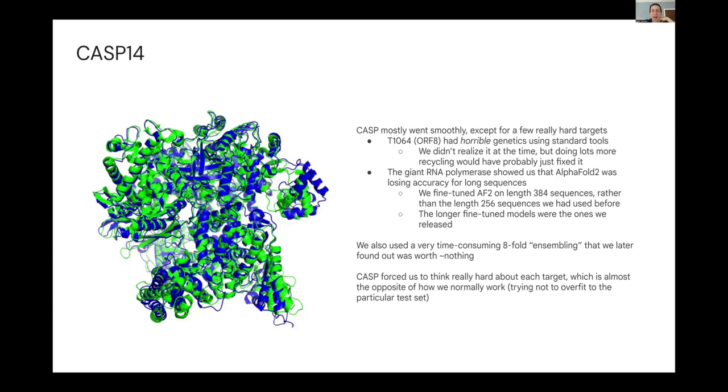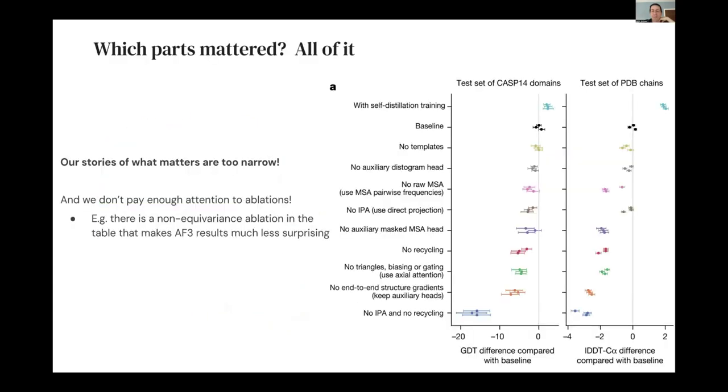Now, which part of this matters? And I want to say, as a scientific community overall and as an ML community, we tell too narrow stories. We like our hero narratives of one particular thing. And you go look at the ablations, you also look at the progress of AlphaFold2 over CASP, and these stories are too narrow. Everything matters a bit. Sometimes you solve a problem multiple ways. Often what we think are really important turn out to be less important later.